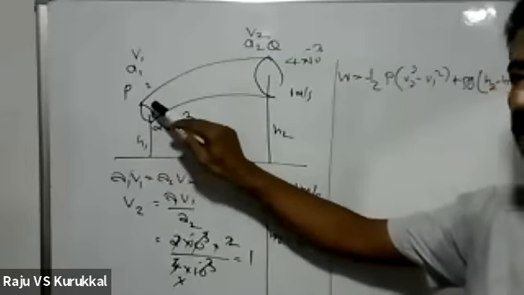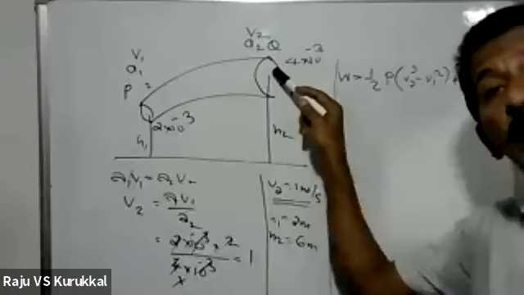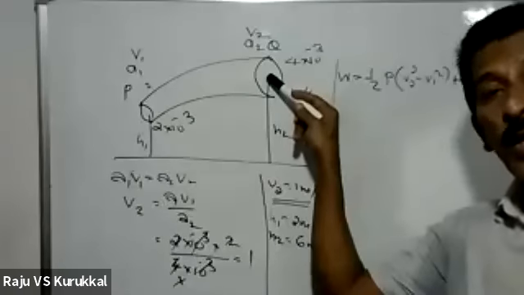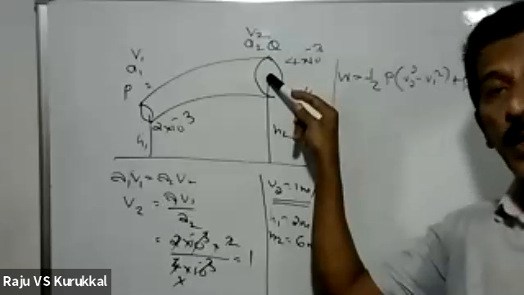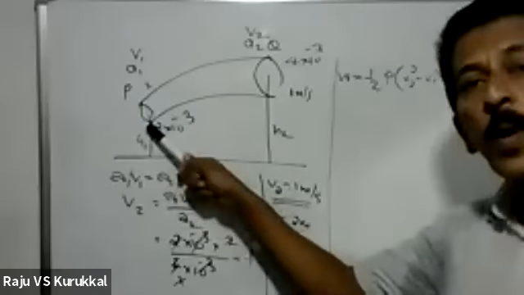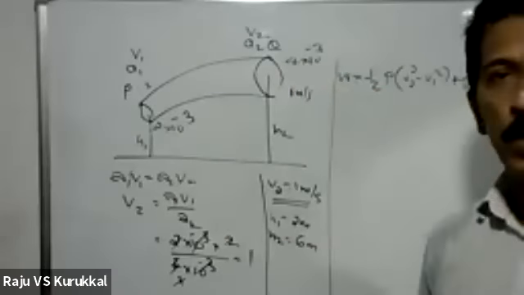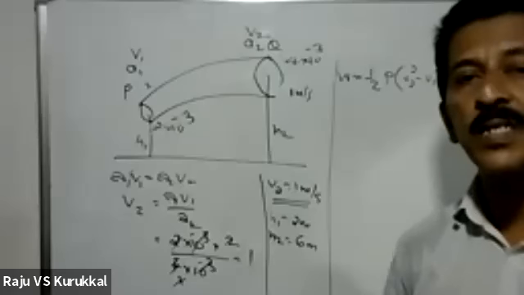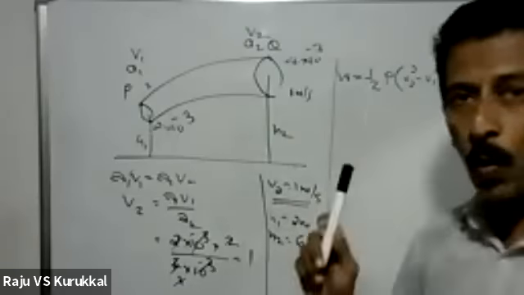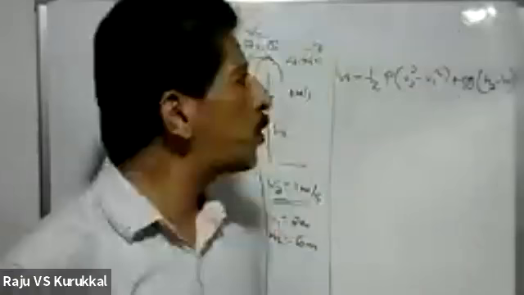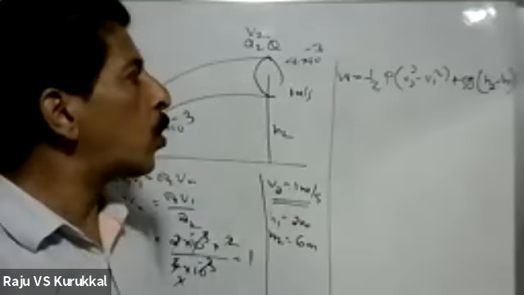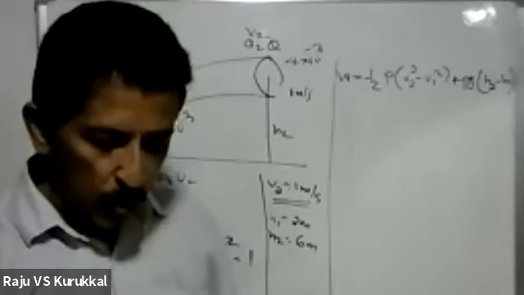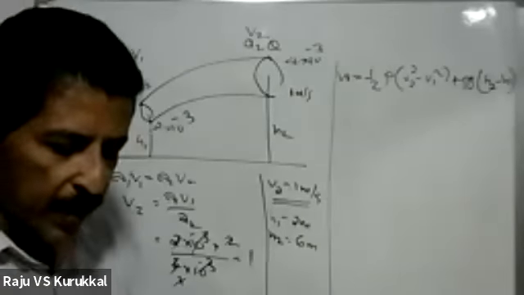W equal to work done. From this point, from the H1 height level, we have to make the liquid flow up to here. For that, some work must be done. The height is less here, so from the lower height to the higher height we have to move that liquid. For that we have to do some external work. The work done for that is half into rho into V2 square minus V1 square plus rho g into H2 minus H1. Substitute; it is direct substitution.